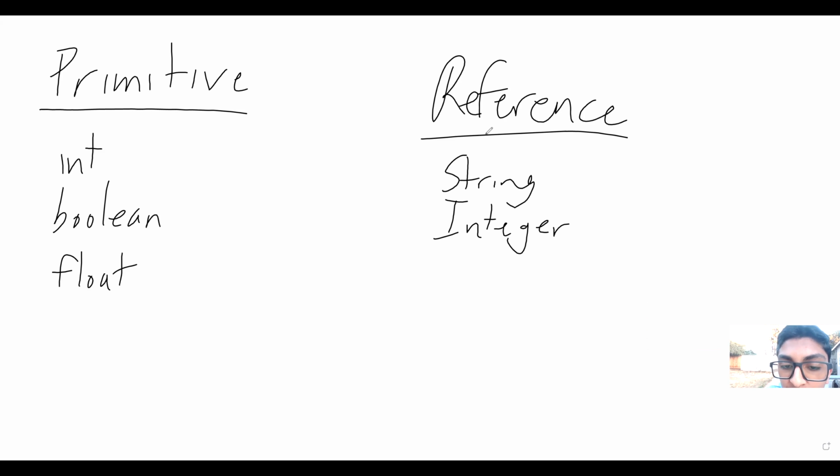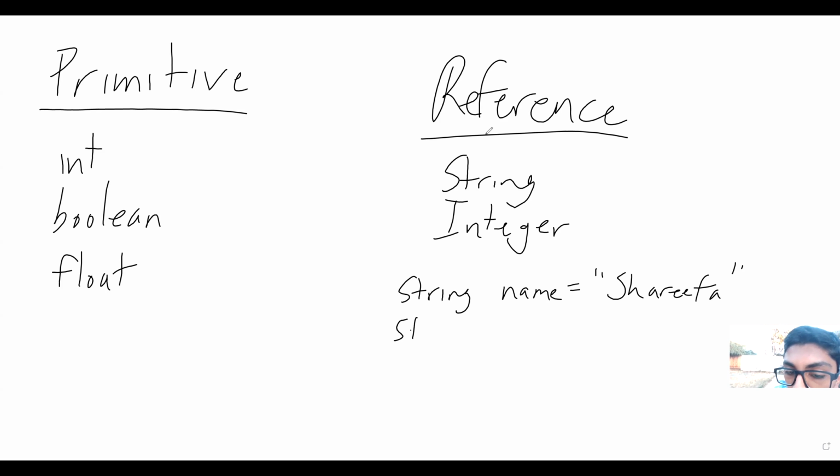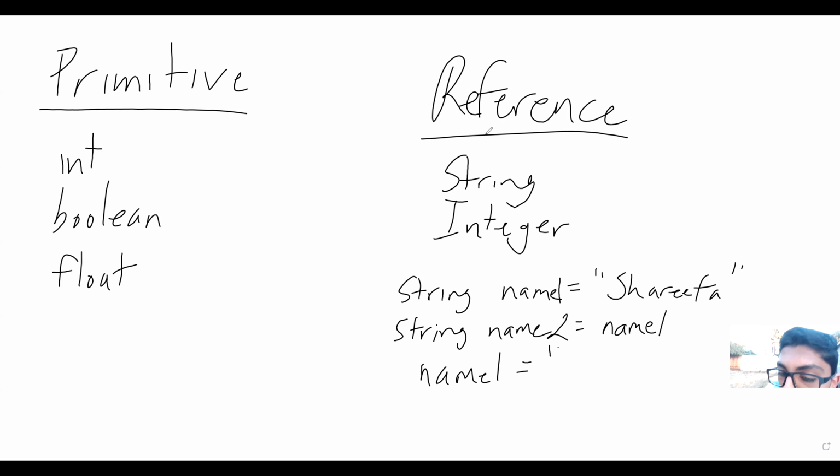So, if we had created a string called name, string name equals Sharifa, and then we created another string name, string name 2 equals name. Maybe we'll call this name 1 for nice convention. So if we were to say this, and then we were to reassign name 1 equals Naman, then the thing here is name 2 now has the new value Naman as well.